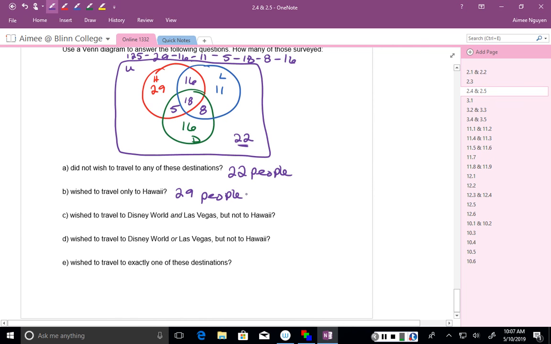Okay, so now I want to go to Disney World and, so intersection, right, but not Hawaii. So now I have limiting words. So I want it to be in the Disney World circle, so in the green, in the Las Vegas circle, in the blue. So between green and blue, but not in Hawaii, so not in the red. So I want it to be in green, in blue, not in red, and that leaves me only 8 people.